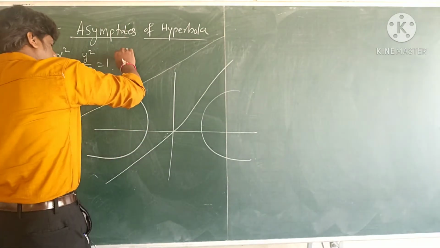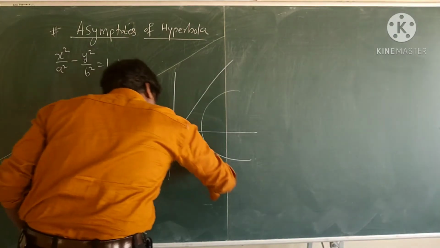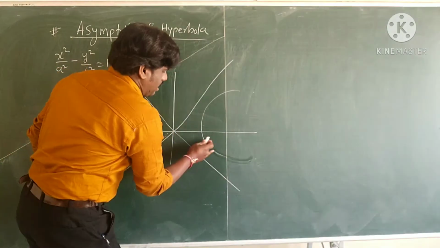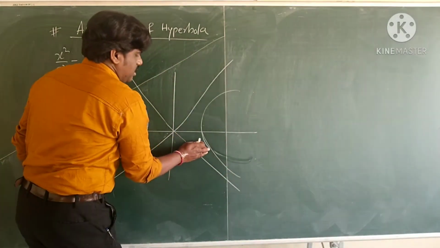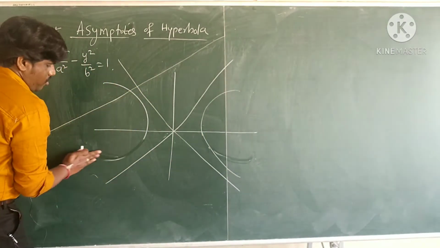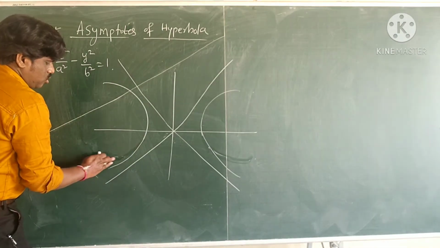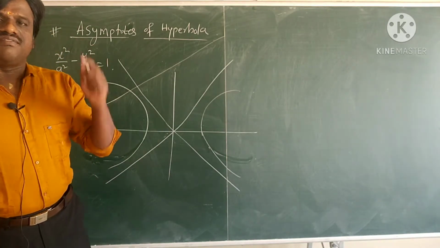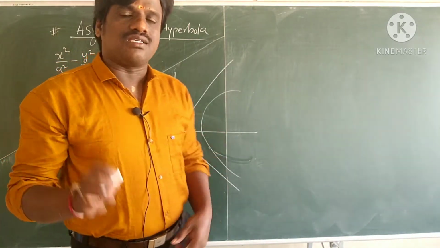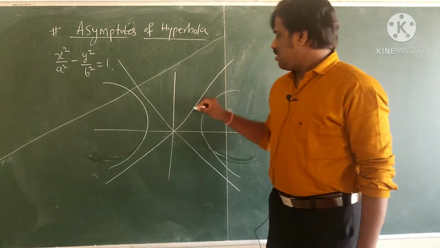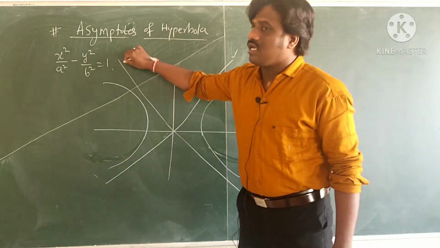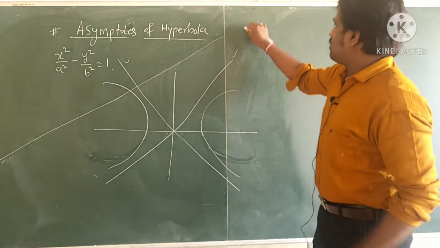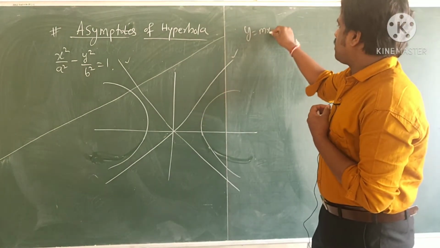And another line is there which is going on from here and touching the hyperbola at infinity, because this is the hyperbola curve. This is the hyperbola curve and this is the hyperbola curve. So we feel that this curve and this line is going to touch at infinity. So such lines are called asymptotes. So this is asymptote and this is the asymptote. So this line let us consider as y is equal to mx plus c.